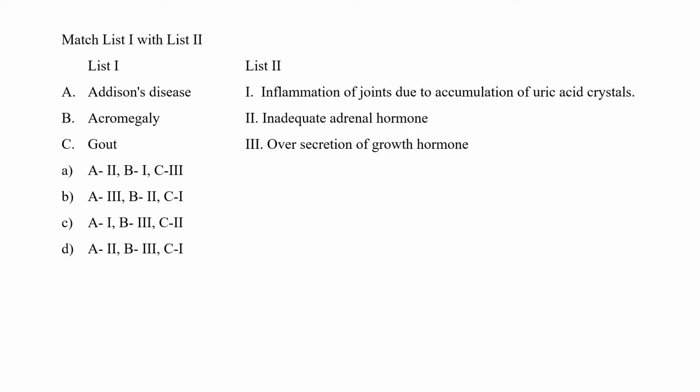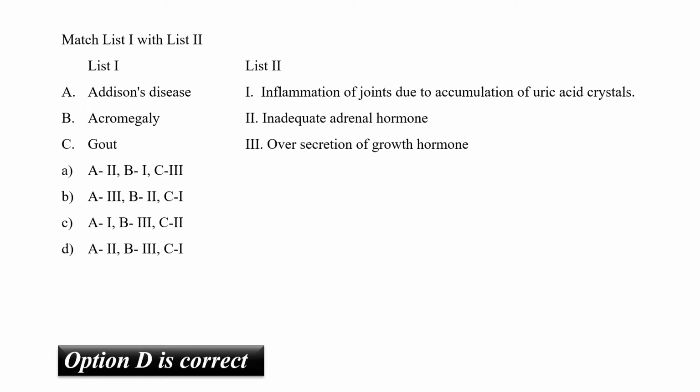Gout is a type of arthritis that causes inflammation of joints due to excess accumulation of uric acid. So option number C matches with 1. So let's have a look here. A matches with 2, B matches with 3, and C matches with 1. So the correct answer is option number D.